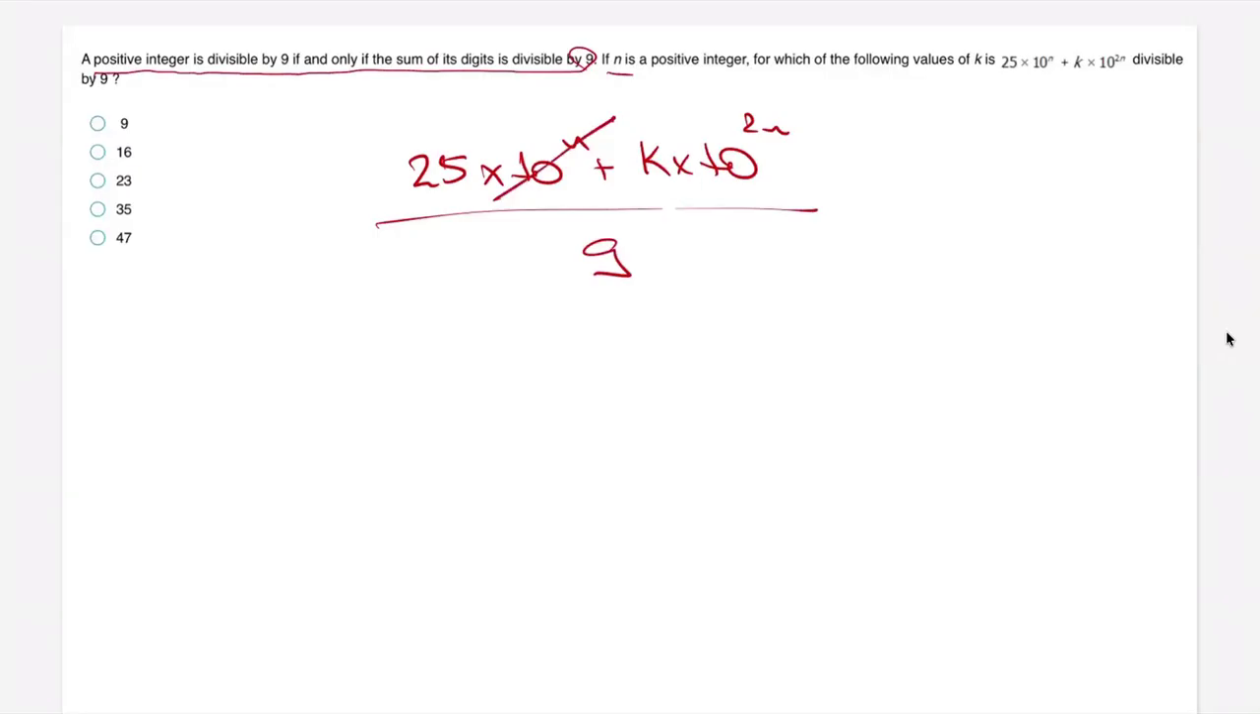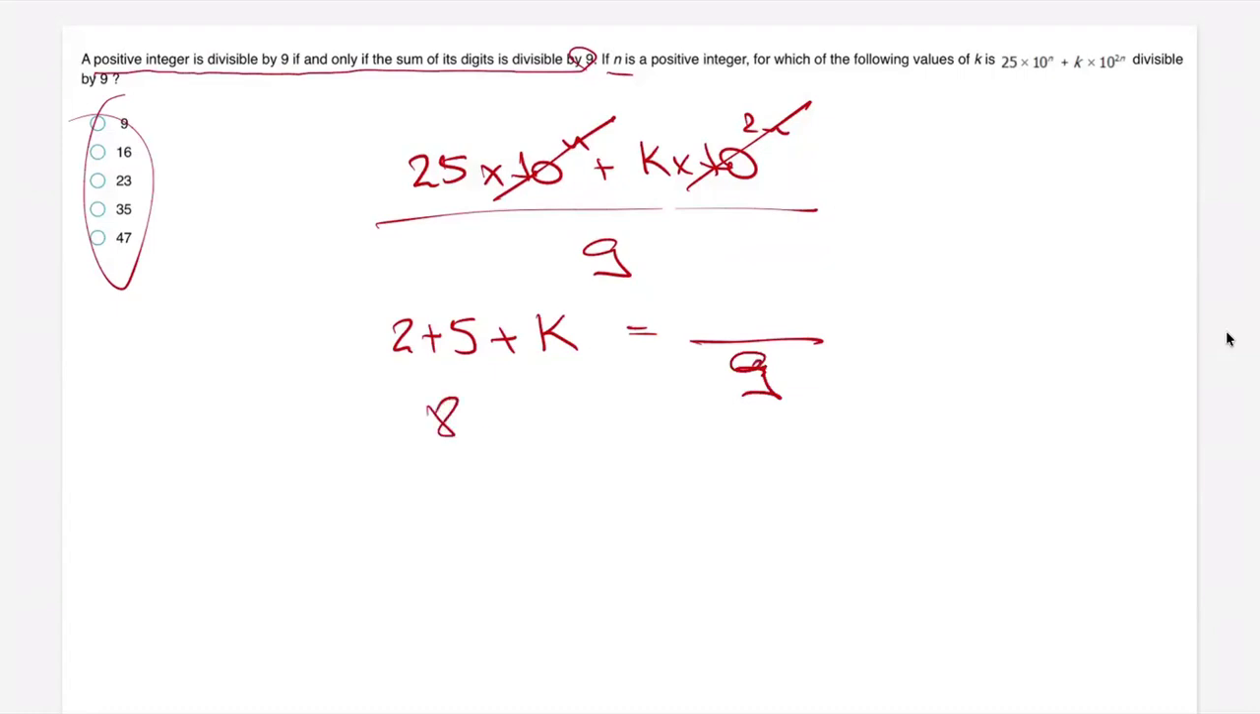Well, here is a bunch of zeros, and here is a bunch of zeros. So I need to check among these which one gives me a number divisible by 9. Here is 8. So you test 47: 8 plus 4 plus 7 is 18.